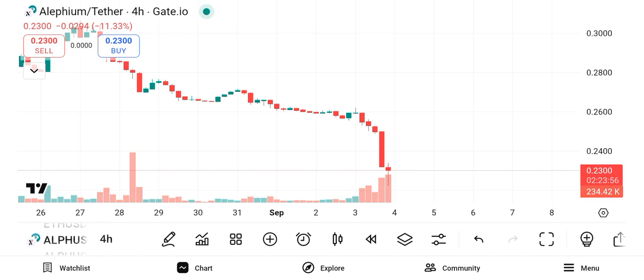It was drafted from Gate.io, and this platform is called TradingView.